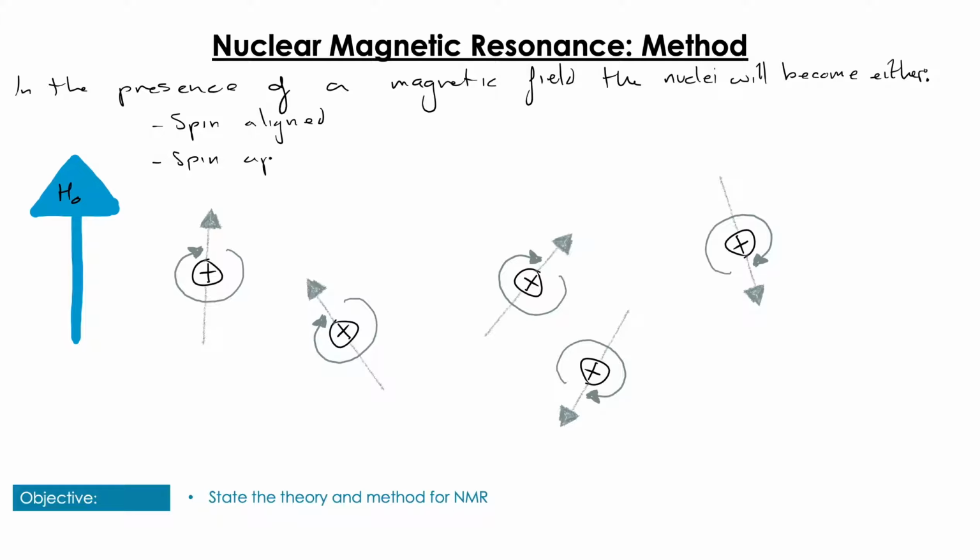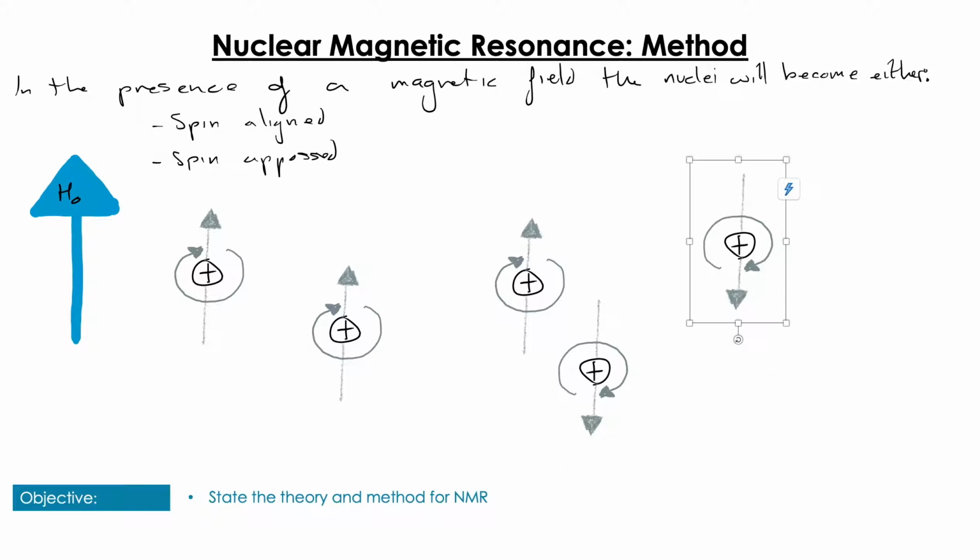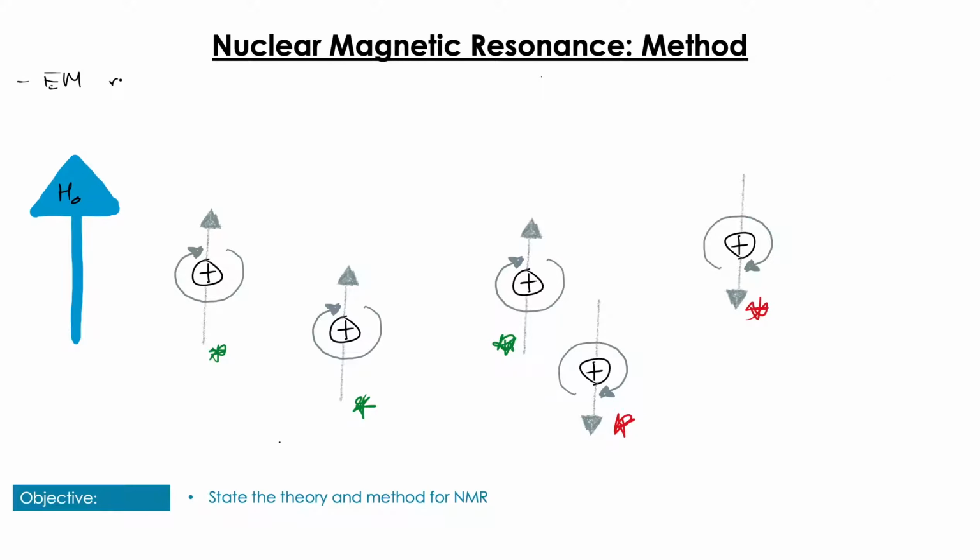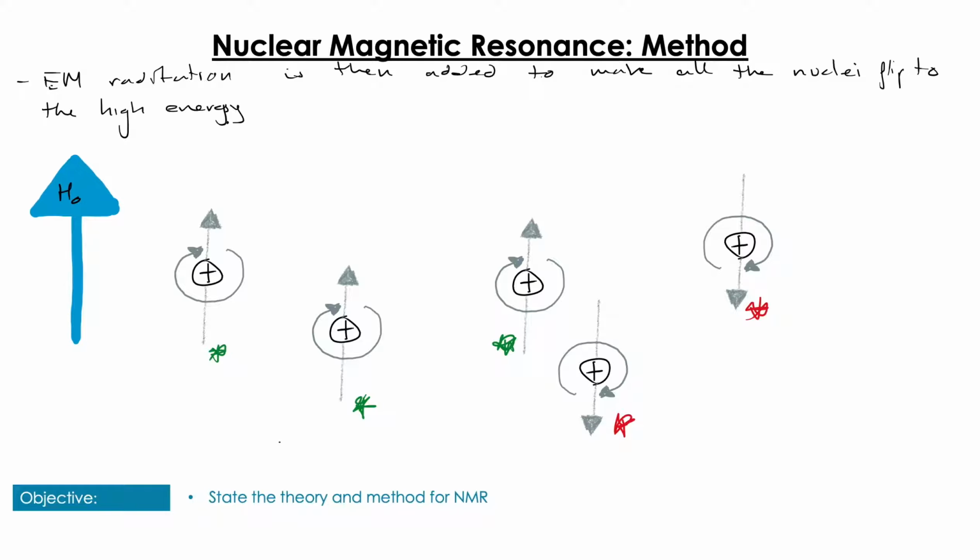We call this either spin aligned or spin opposed. So it might look something like this. In this example, 3 of these are spin aligned and 2 are spin opposed. So now we can expose this sample to the electromagnetic radiation that was carried in by the wires that we looked at in our schematic diagram earlier, and this will make all of the nuclei flip to the opposed position, because the opposed position is a higher energy position because it obviously goes against the magnetic field.